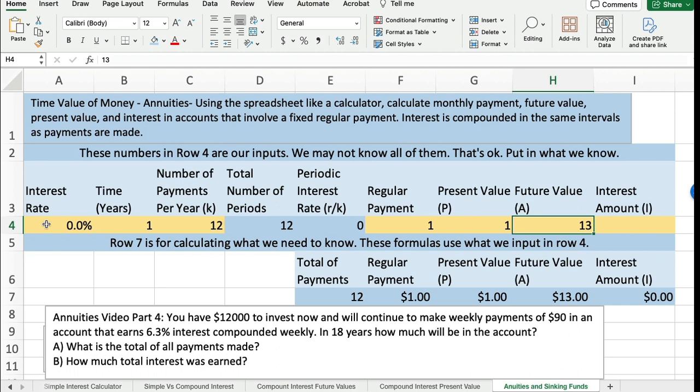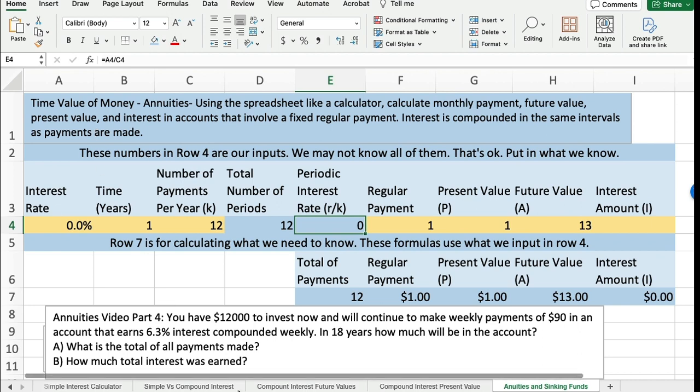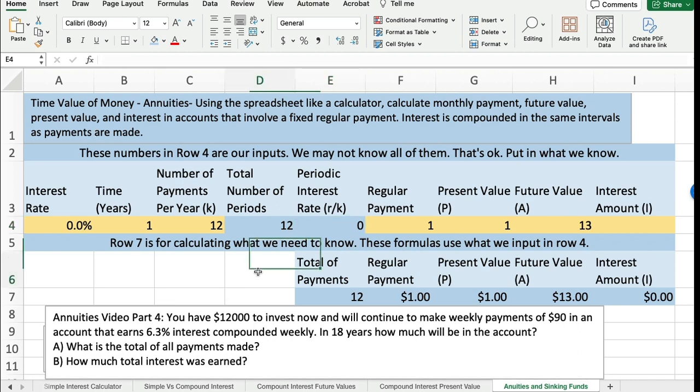And there's an annual interest rate, which we then convert into our compounding interest rate. So we also need to understand that interest is compounded at the same interval that our payments are made. They can't be compounded differently. If that's not the case, there is a way to convert your interest rate into the correct compounding amount, but that's not part of these videos that we're discussing today.